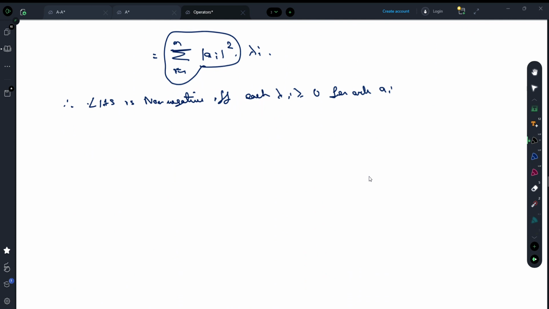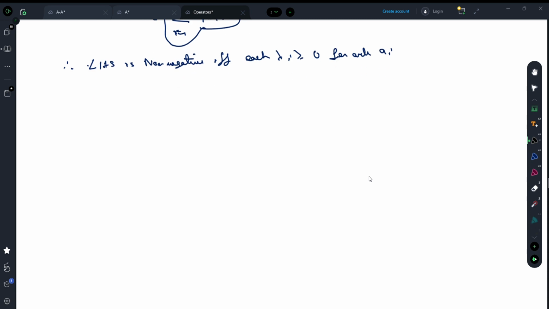Okay. So now what we want to do is introduce the concepts of unitary and orthogonal operators.